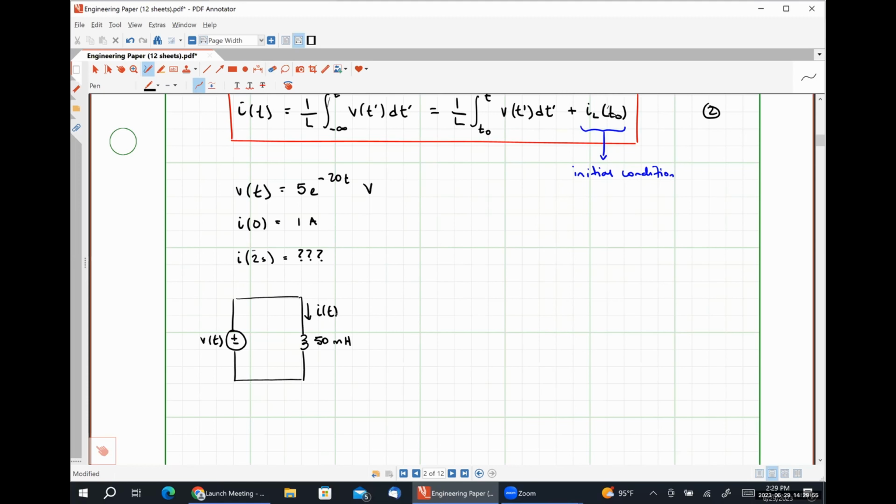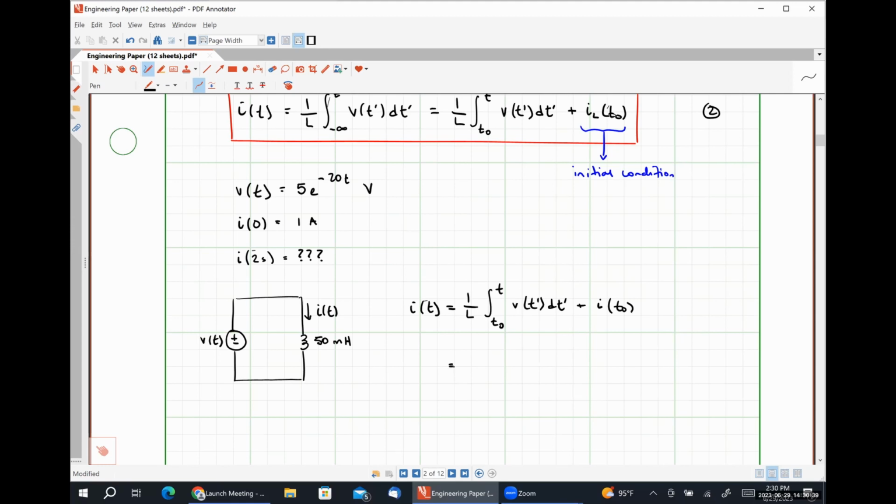So this is really just a simple application of the equation that I just gave you guys, but there are a couple of things that get a little weird sometimes. So I want to work a numerical example here with you. So our current i(t) in general is going to be 1 over L times the integral from t naught to t of our voltage, plus the initial condition on our inductor current.